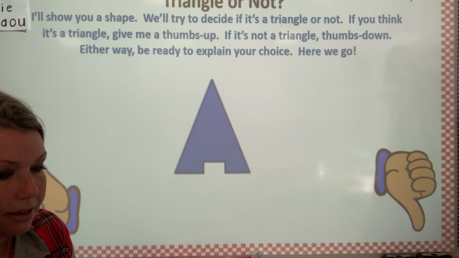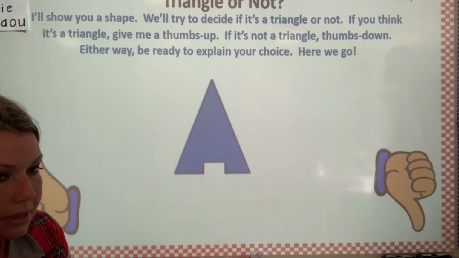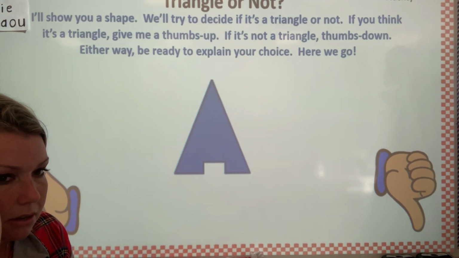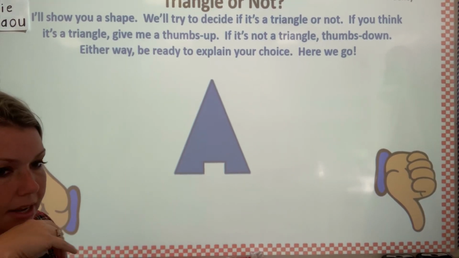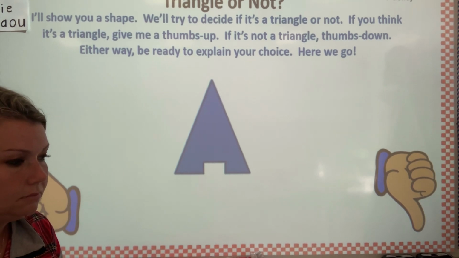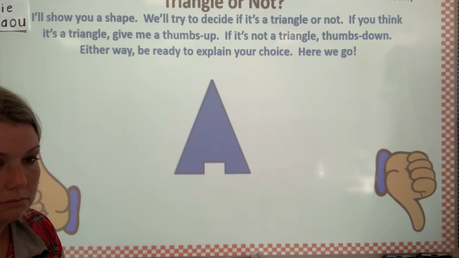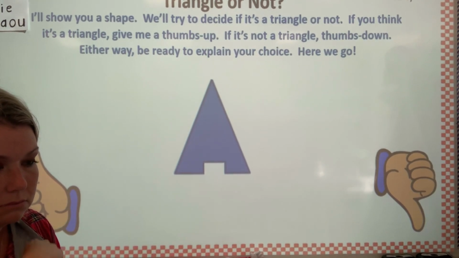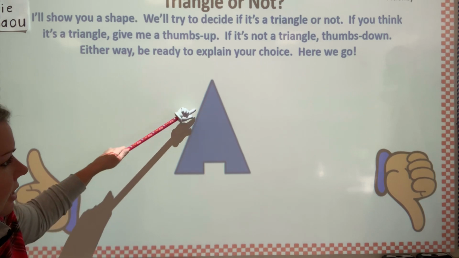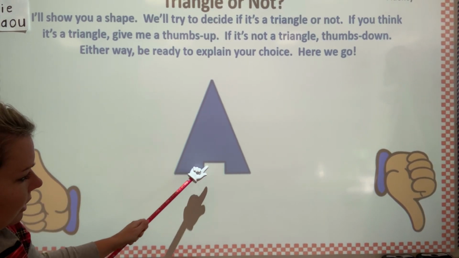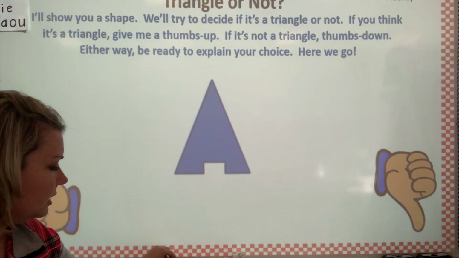Is this a triangle? Tell me what you think. Thumbs up? Yes. Thumbs down? No. Okay. Let me call on a friend I haven't called on. Russell, why is this not a triangle? Because it has not 3 straight sides. Okay, yeah, it's got a lot of sides, doesn't it? It's got 1, 2, 3, 4, 5, 6, 7 sides. And I know a triangle can only have 3.